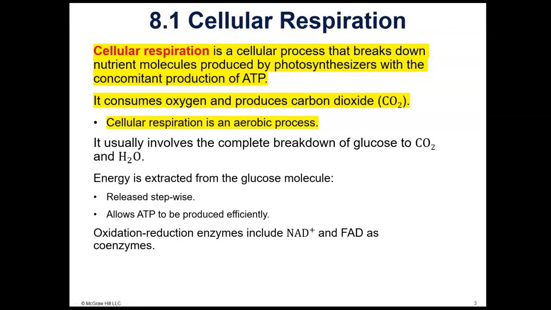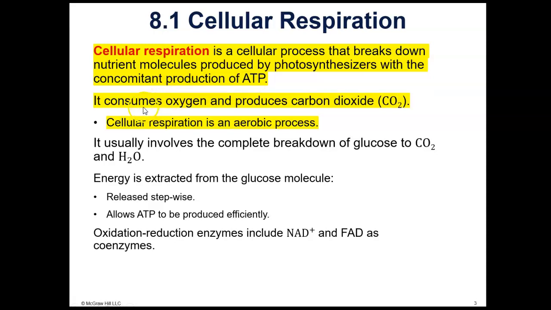So we always talk about cellular respiration in terms of breaking down glucose. But cellular respiration can also break down not just glucose, but other carbohydrates, fats, and proteins. So to keep it simple, we'll say that it's glucose, okay? So it's a process that breaks down nutrient molecules produced by photosynthesizers with the concomitant, what a word, production of ATP. That just means that during the breakdown of the nutrient molecules, we also get ATP out of that.